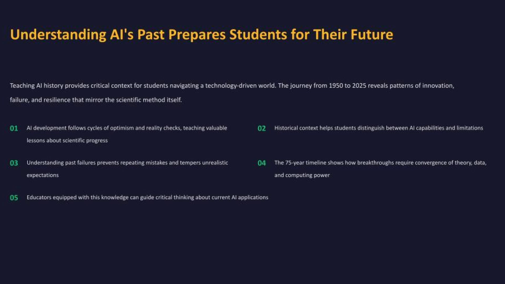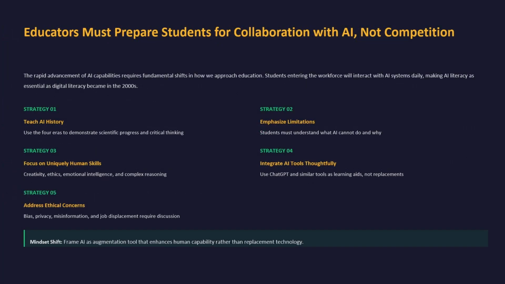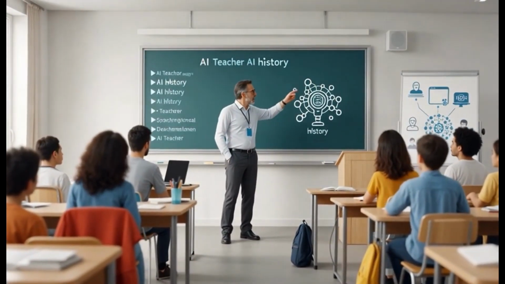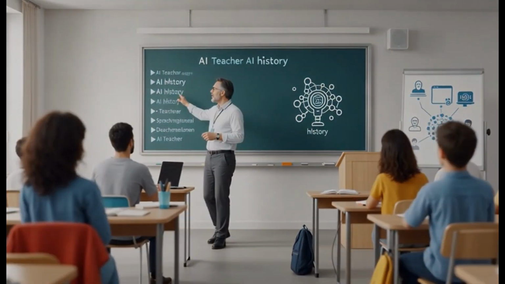This frees us up to focus on the uniquely human skills that AI cannot replicate: creativity, ethical reasoning, and emotional intelligence. And finally, we must integrate these tools thoughtfully. Use ChatGPT as a learning aid, a powerful calculator for language, not a replacement for thinking. We also have a responsibility to address the ethical concerns around bias and misinformation. We frame AI as an augmentation tool that enhances human capability, not a replacement. This is the challenge and the opportunity of our time.